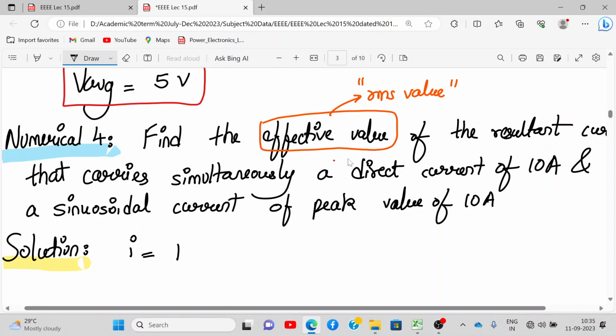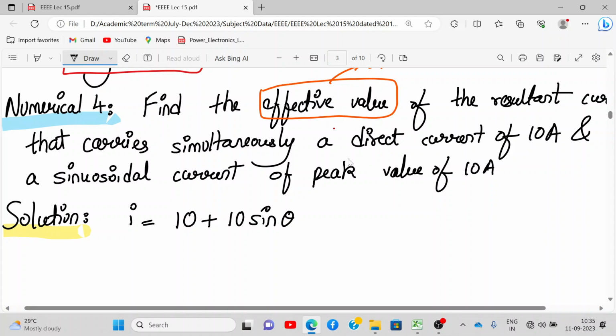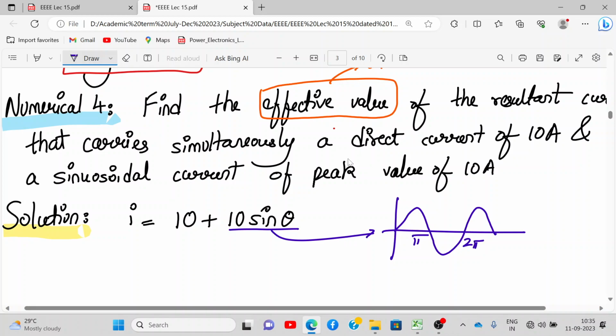It carries a DC value of 10 plus a peak value of sinusoidal current of 10. So it will be Im sin theta, right? So it will be 10. Did you get this? See, sinusoidal current is given by Im sin theta and Im value is 10. So how does this look? This is nothing but, okay, this is pi, 2 pi, t is 2 pi, and this value is 10.